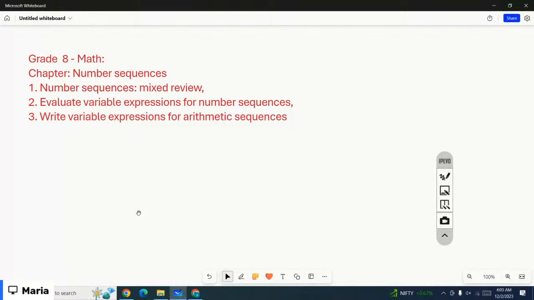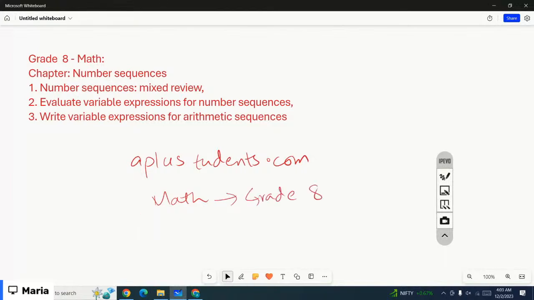So you can find all the lessons on aplusstudents.com. You have to log in there using your email address and password as provided by the administrator. Then you have to select math from the subject tab, scroll down to grade 8 and then click on view all lessons. So there you can find the list of the chapters.